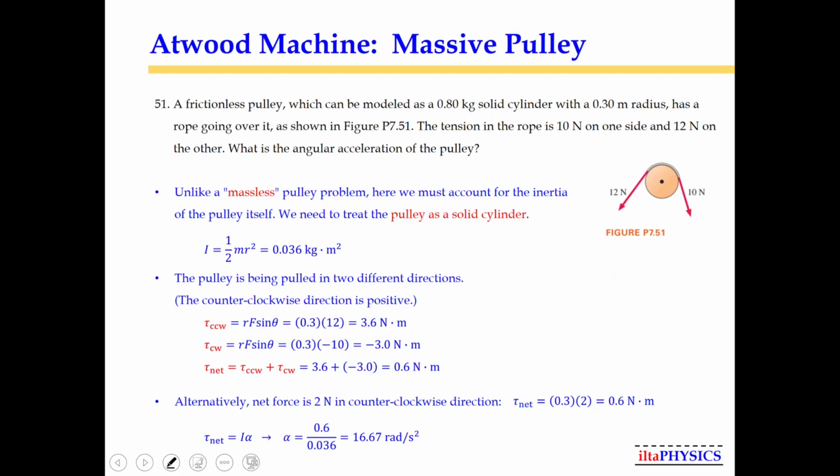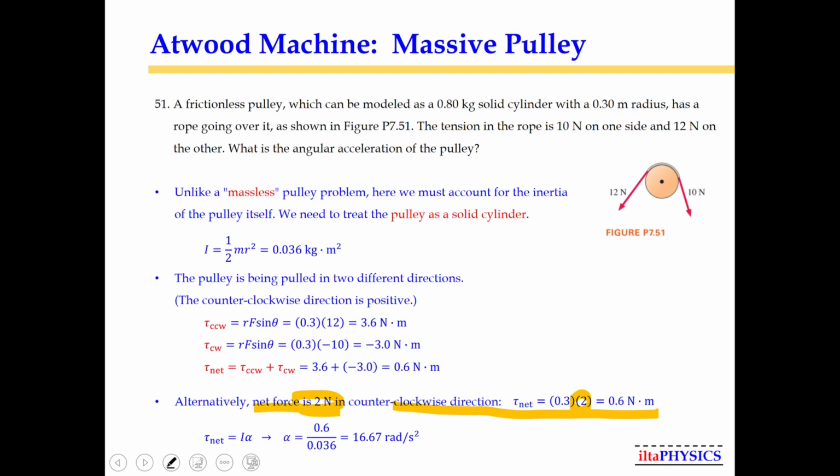The torque from the 10 Newton force on the right acts clockwise, which is minus 3.0 Newton meters. Make sure you clearly understand the signs for clockwise and counterclockwise directions here. Therefore, the net torque acting on the pulley is 0.6 Newton meters in the counterclockwise direction. You can also think of this by calculating the difference between the left and right forces from the start, which results in a net torque as if only a 2 Newton force were acting counterclockwise.